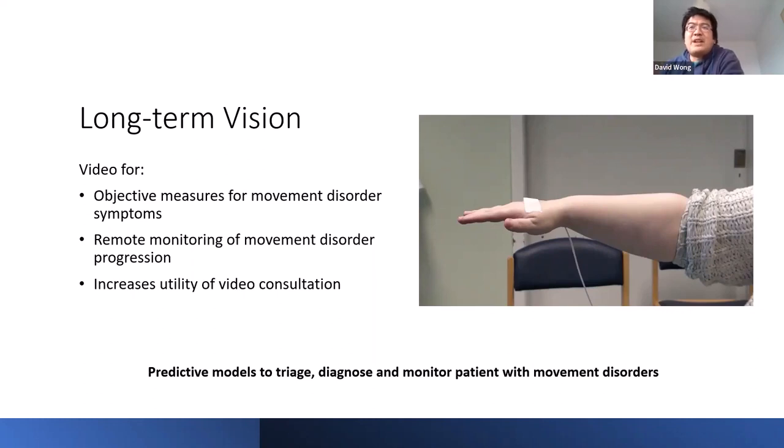So in the longer term, as well as providing these objective biomarkers, we hope that we'll have sufficient data and quality of data to build predictive machine learning models that can help to triage, diagnose, and monitor patients with movement disorders. And of course, that's a big ask and some way away yet, but at least this first stage, extracting objective, clinically meaningful measurements, is something that we've been making progress on.